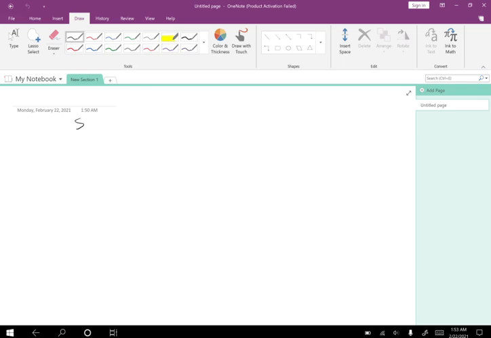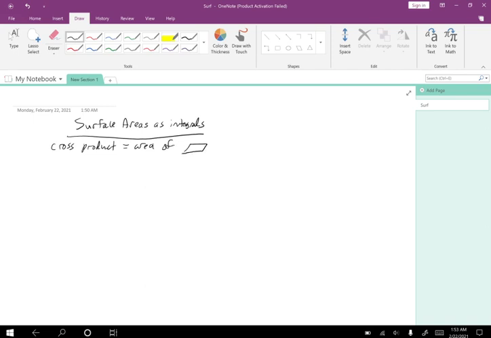Okay, now the main point of this section is that we're going to compute surface areas as integrals. Surface areas are actually going to play a really important role in the next fundamental theorem of calculus. That's why we're spending some time developing this machinery. And in the previous video, we showed that the cross product corresponds to the area of a parallelogram.